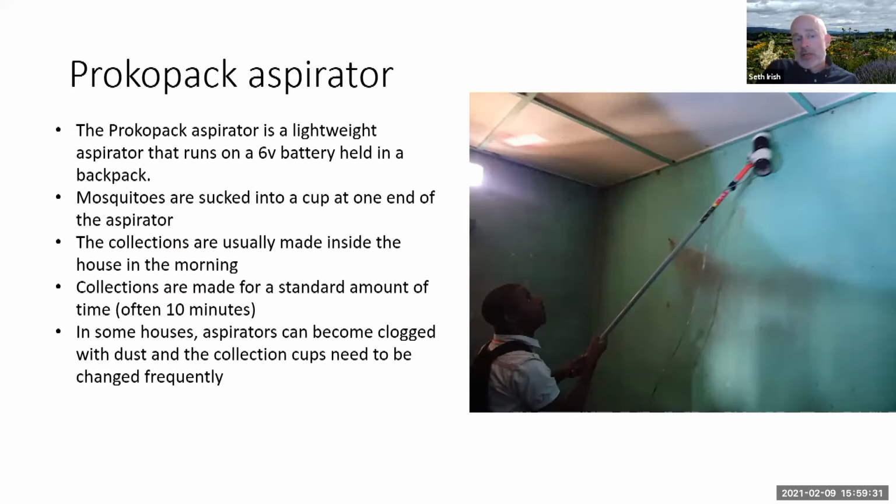And I think it's also noted, especially when houses have walls that are made of mud or other organic materials, the aspirators can become clogged with dust. And so you may need to replace the collection cups frequently.